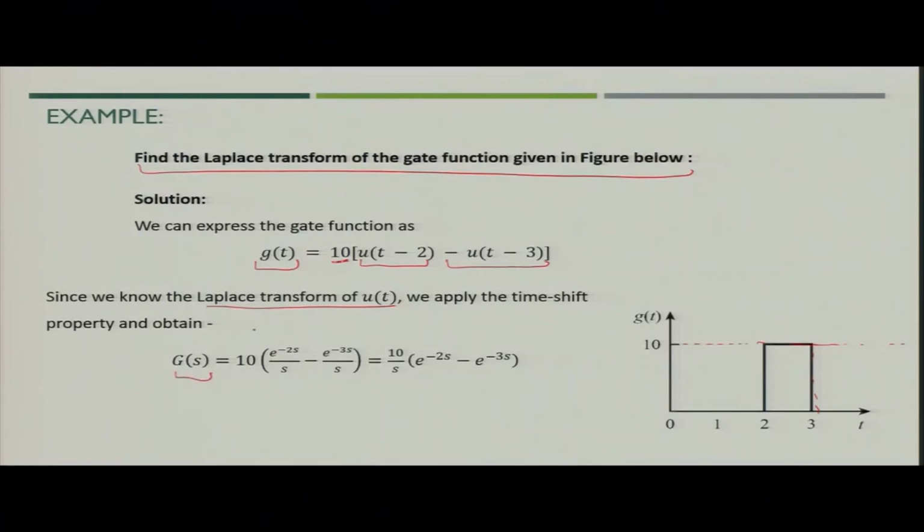So, the Laplace transform of g t will become g s, that is nothing but 10 into e to the power minus 2s by s minus e to the power minus 3s by s. When you simplify, you will get the value of g s, that is 10 by s into e to the power minus 2s minus e to the power minus 3s.